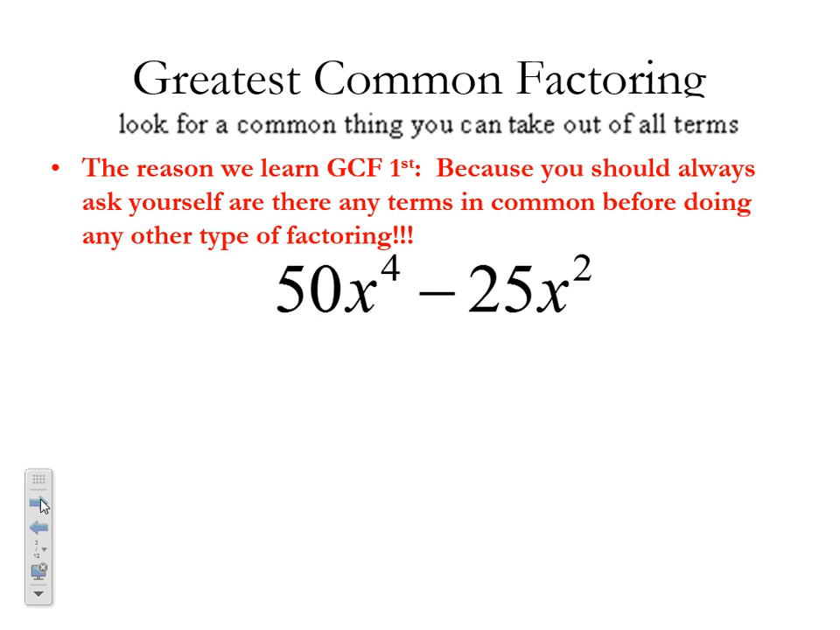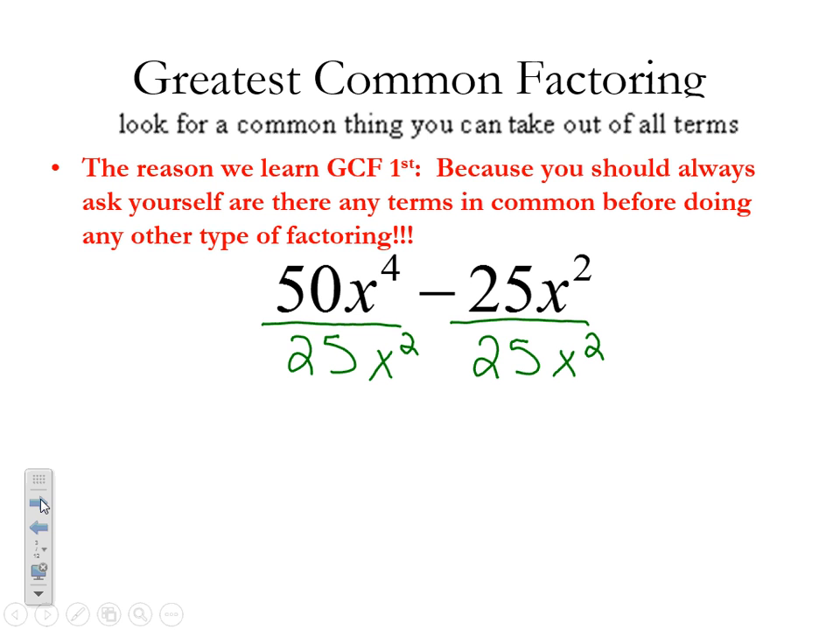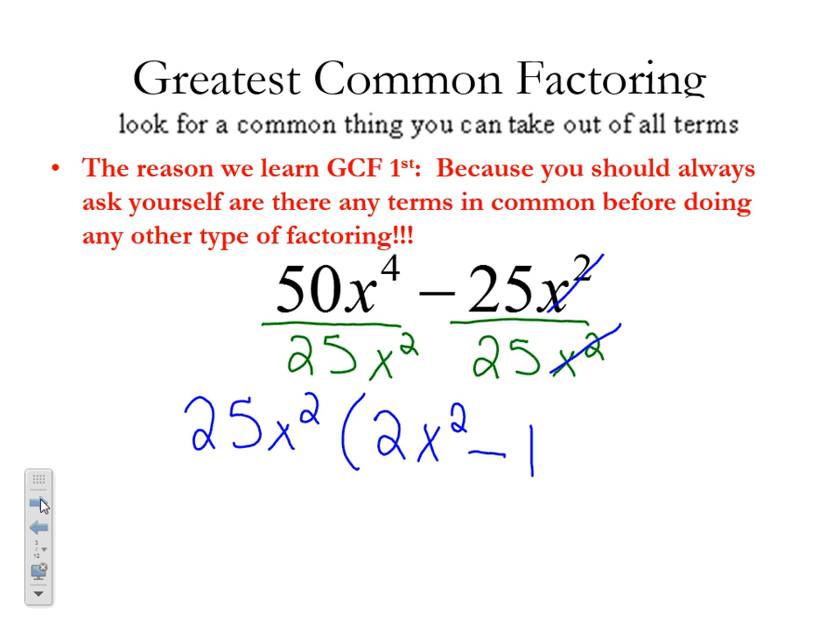On this one, if we look, the number that goes into both of these is 25. So I'm going to divide both by 25, and if we look, they both have x values. The smallest x value is x squared, so I can take an x squared out of both. Now when I do this, I just write whatever I'm dividing by on the bottom, so 25x squared, parenthesis, 50 divided by 25 is 2. Now when I take x to the fourth divided by x squared, all I do is take 4 minus 2, so I'm left with x squared. Minus 25 divided by 25 is 1, and those x's are going to cancel out. So this right here is our answer for this one.